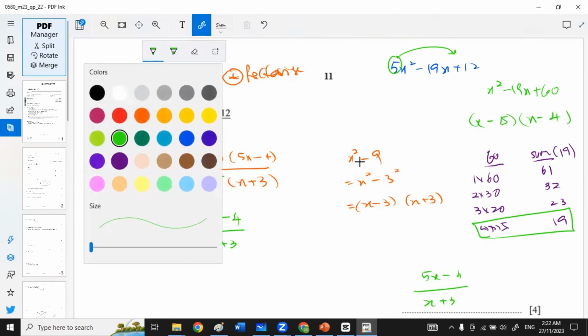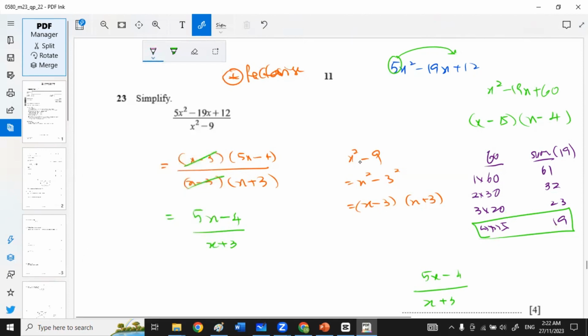Since just now we timed 5, so to go back, we just divide by 5. This will give you 3. Okay, this will give you 5 over 4. So you put into bracket, you should get x minus 3, 5x minus 4. Or you can just use a calculator, solve it.